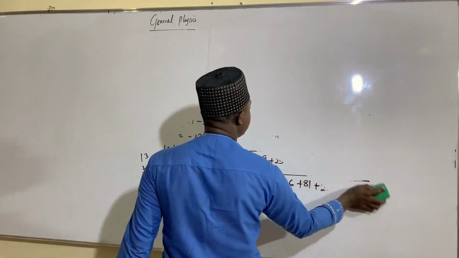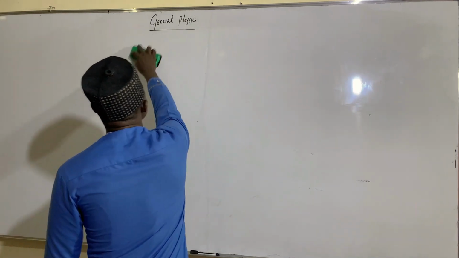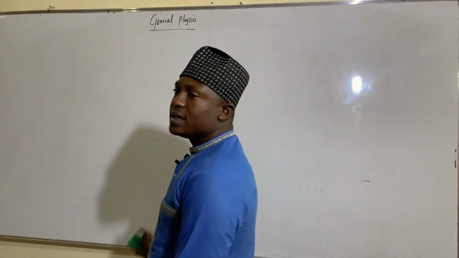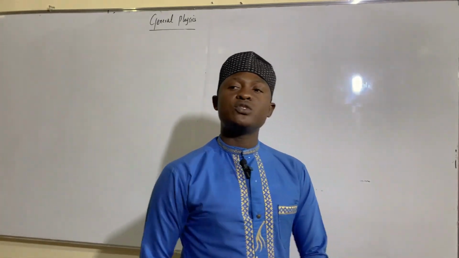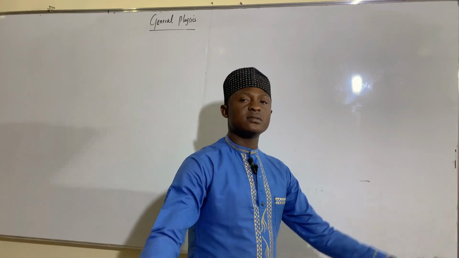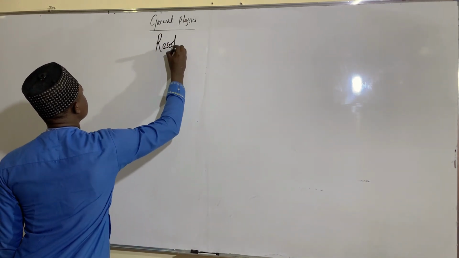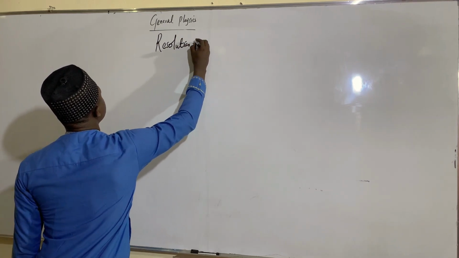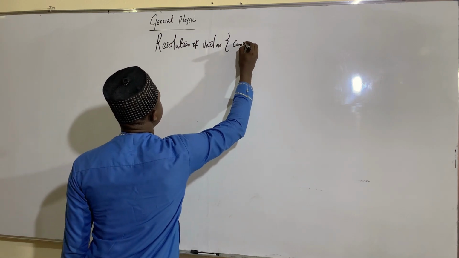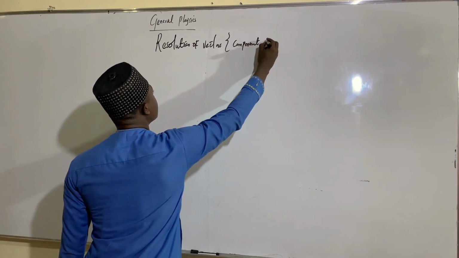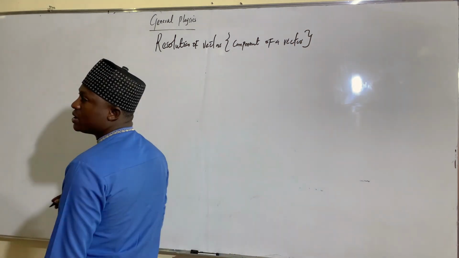The next one we are going to talk about is resolution of vectors. How can we resolve when we have more than two forces, two vectors in the plane? Resolution of vectors, or components of vectors. In that one, I will teach you how to find the magnitude and direction of it using the law of quadrants.